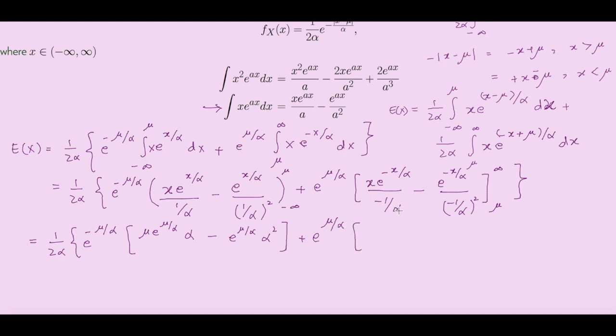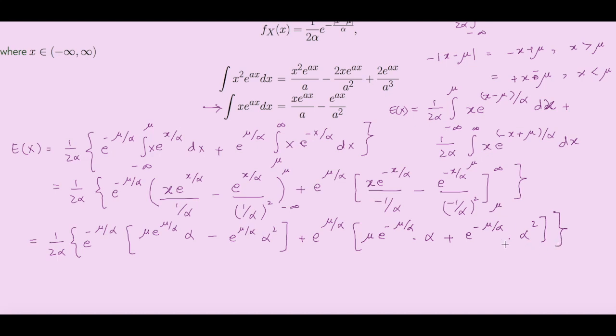So then I can say, if I put infinity here, this goes to 0 and this goes to 0. Okay, but if I put mu here, then I have to put a minus here, right? Because upper limit minus lower limit, so I have to say minus, and this minus will cancel out, so I will say x, not x, mu e to the minus mu over alpha times alpha. Then we have a minus because of the lower limit, another minus here, and this minus is cancelled, so we have two minuses, so this is a plus e to the minus mu over alpha times alpha squared.